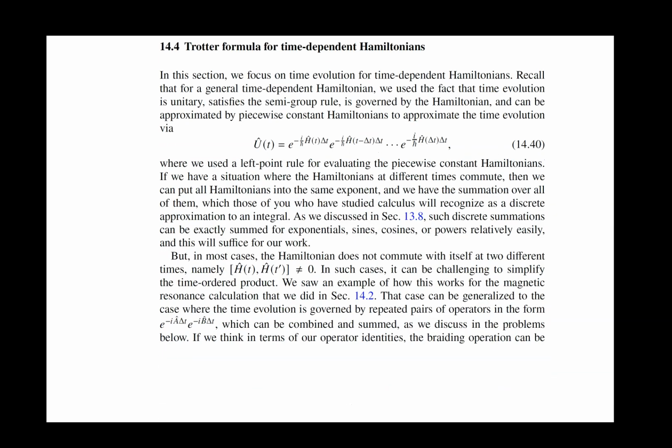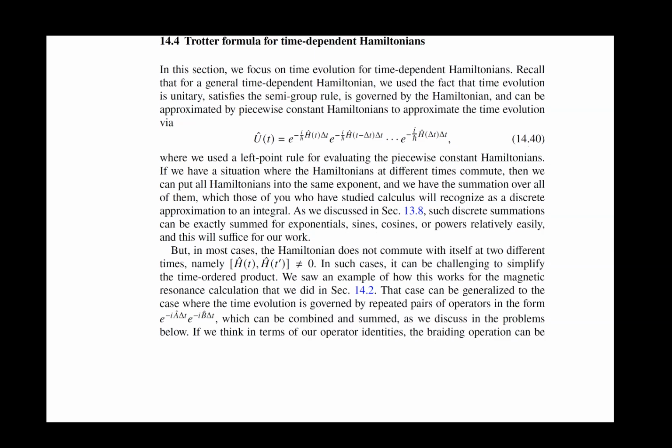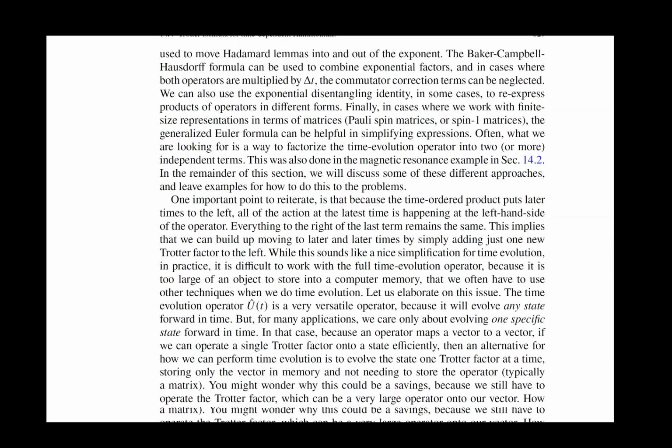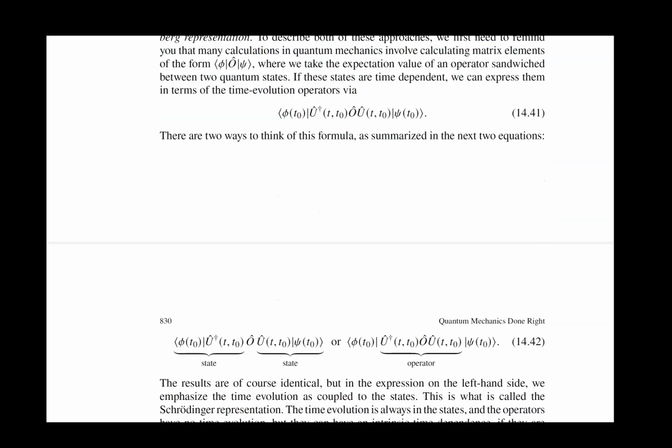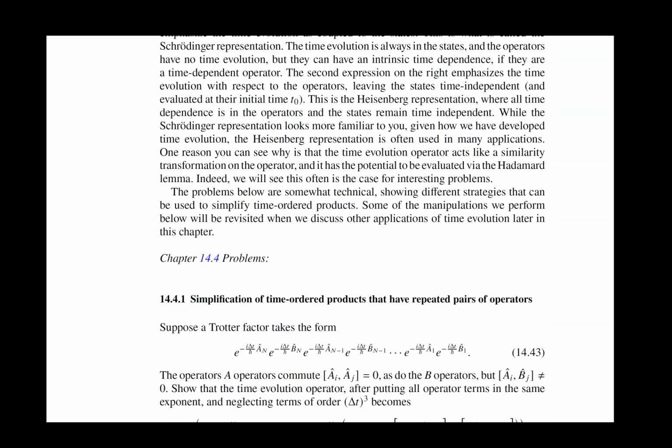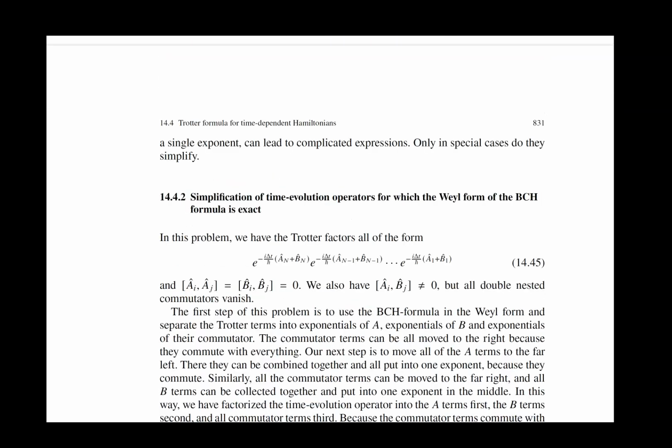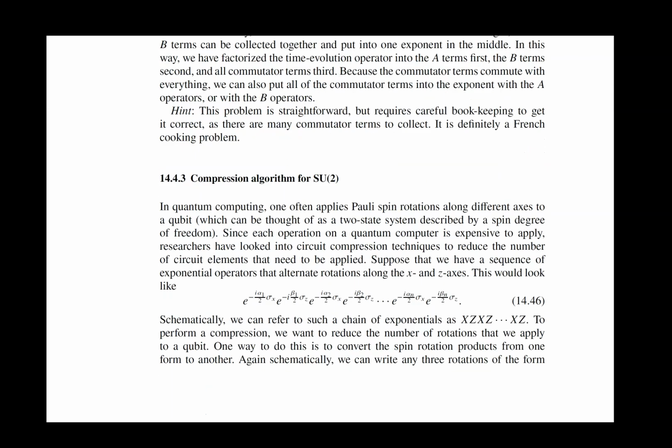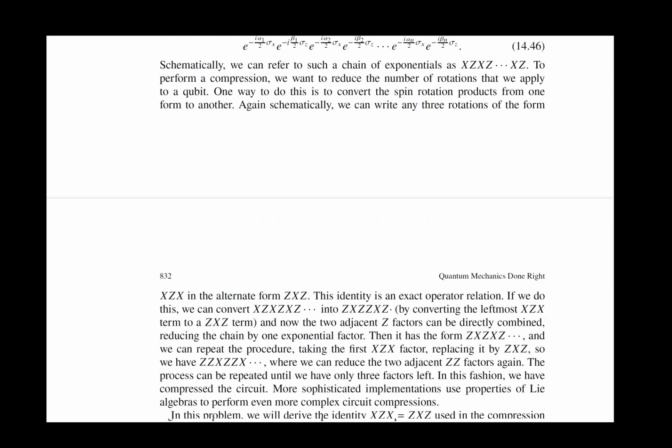Then we go into how we do the Trotter formula for the time-dependent Hamiltonians. And here's where we get into lots of complications. Things are a lot more difficult to work out. We have to bring in the BCH formula. And formulas get a little messy here.